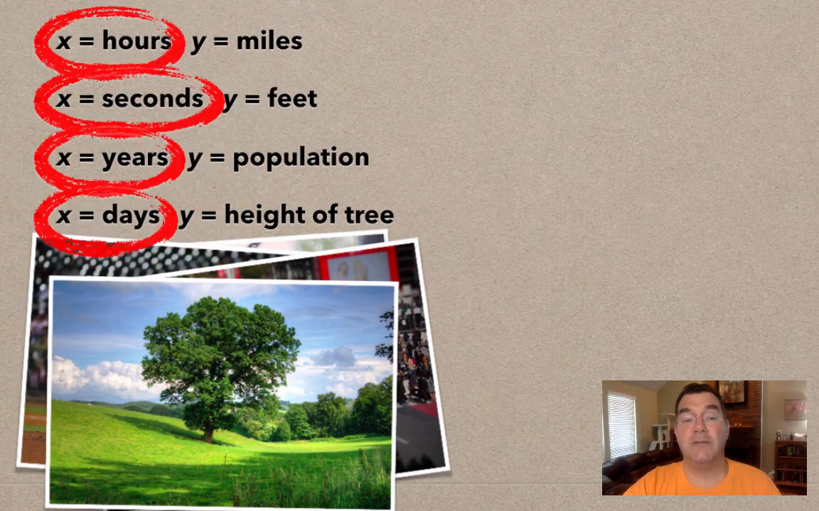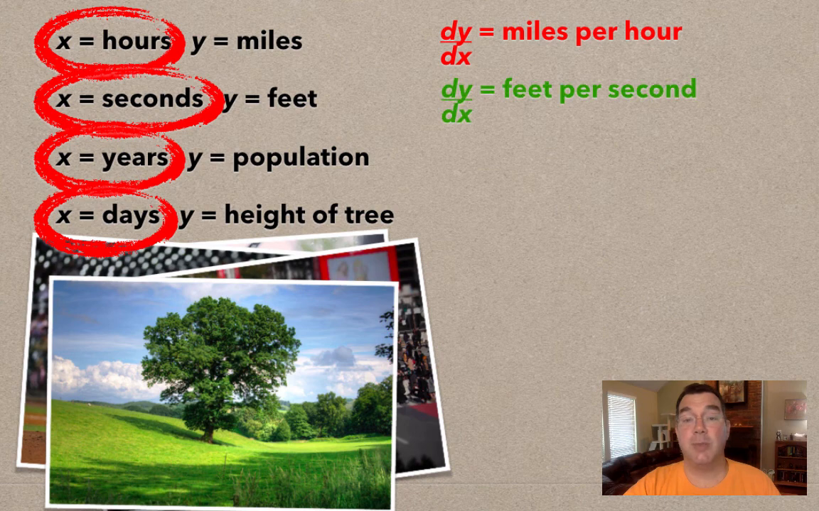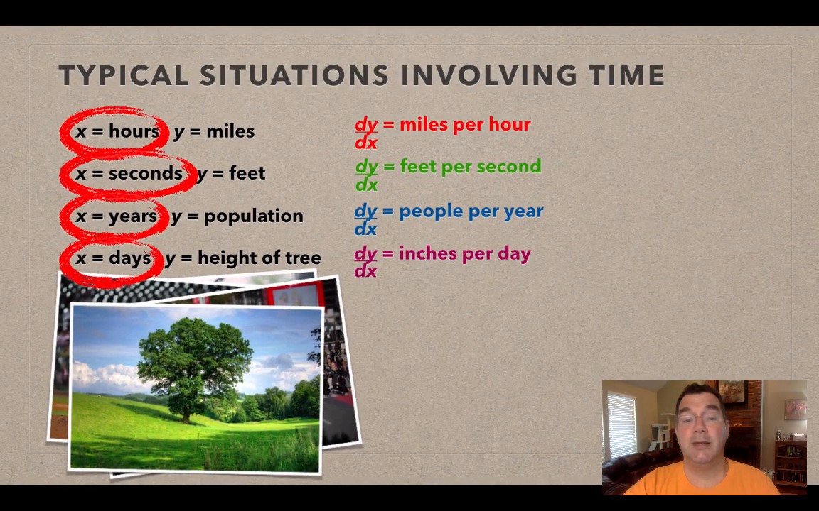All right, so with each of those, the independent variable is time, whether it's hours or seconds or years or days. So when we find the derivative, we are measuring it in whatever the y units are per whatever the x units are. If I'm driving down the road, I might measure my instantaneous rate of change in miles per hour. For someone throwing a baseball, the rate of change would be in feet per second. For a population of a city, the rate of change might be people per year. And for the growth of a tree, the rate of change would be in inches per day.